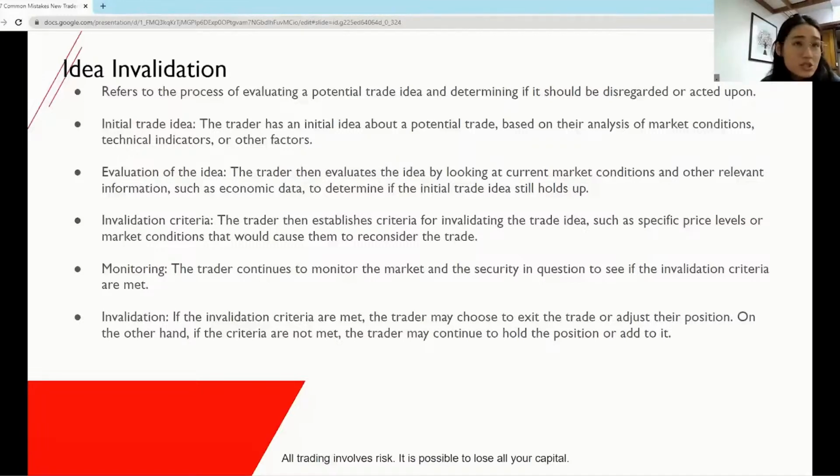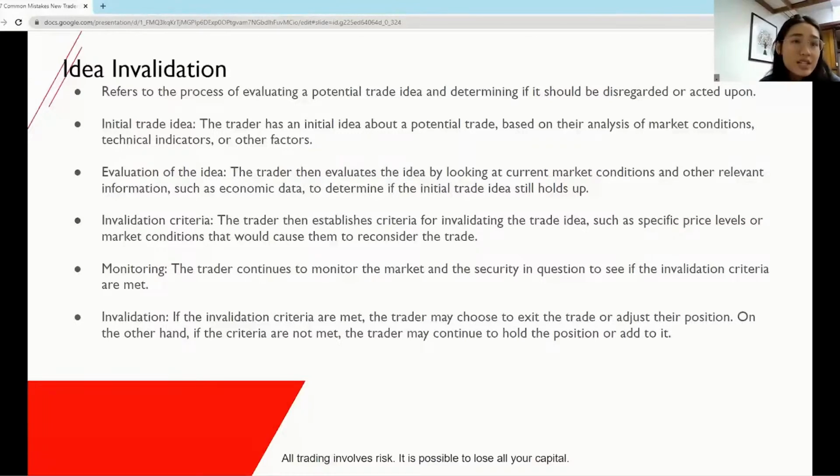We have the initial trade idea. The trader has an initial idea about a potential trade based on the analysis of market conditions, technical indicators, or other factors. And then we have the evaluation of the idea. The trader then evaluates the idea by looking at current market conditions and other relevant information, such as economic data, to determine if the initial trade idea still holds up.